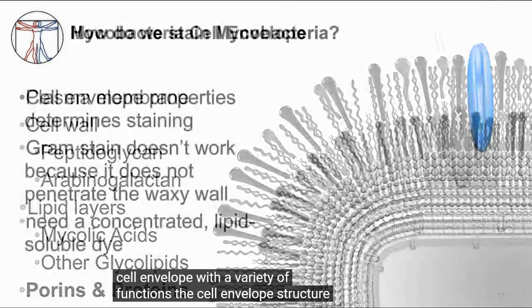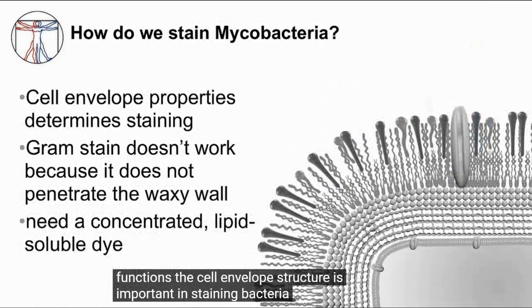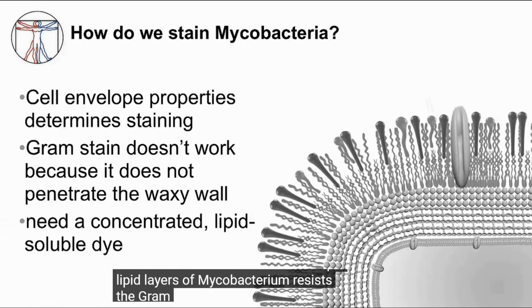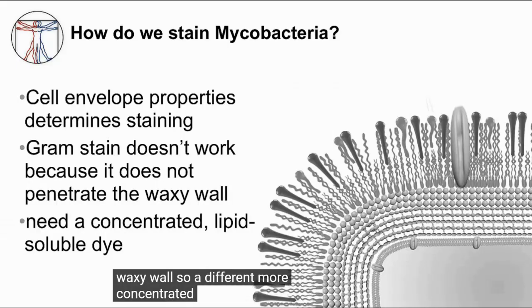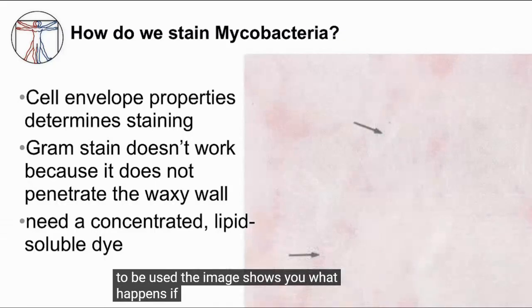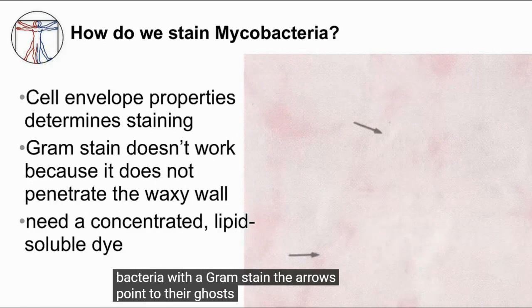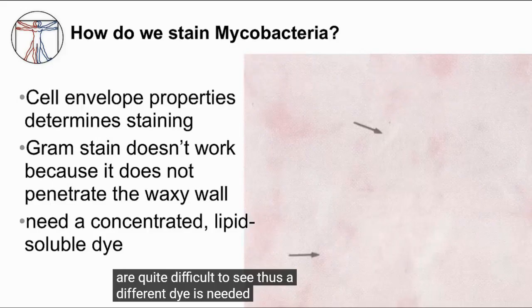The cell envelope structure is important in staining bacteria. For example, the components of the cell envelope determine the gram stain, positive or negative. This is also true for mycobacteria. However, the unique lipid layers of mycobacteria resist the gram stain. It can't penetrate the waxy wall, so a different, more concentrated and lipid-soluble dye needs to be used. The image shows you what happens if you try to stain mycobacteria with a gram stain. The arrows point to their ghost-like image, which are quite difficult to see. Thus, a different dye is needed.